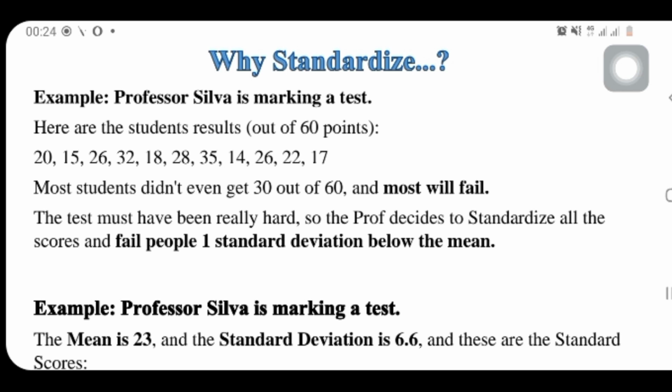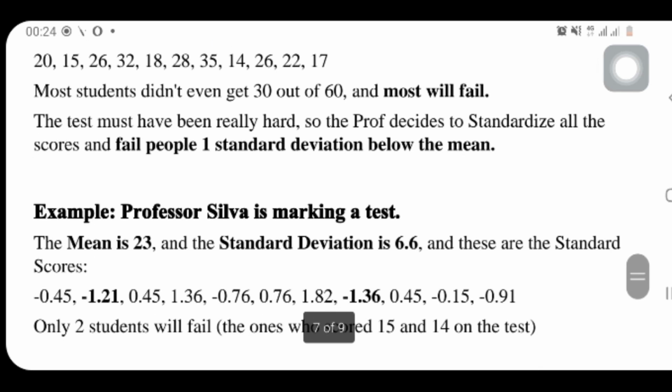Most students did not even get 30 out of 60 and most will fail. So in such cases we have to face a terrible situation. At a time like this we can get a good possible result by standardizing. The test must have been really hard. So the professor decided to standardize all the scores and fail people one standard deviation below the mean. And then we are going to see whether it works or not.